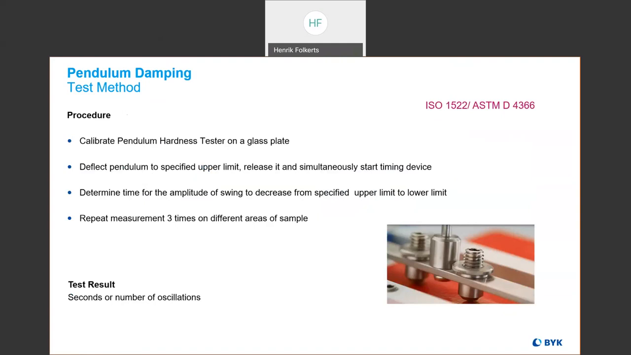Important for the test is that when you insert the panel, it should be calibrated on the glass plate first. A release wire is attached to deflect the pendulum to a certain degree. For Koenig, it is 3 to 4 degrees. For Persoz, between 4 to 12 degrees.